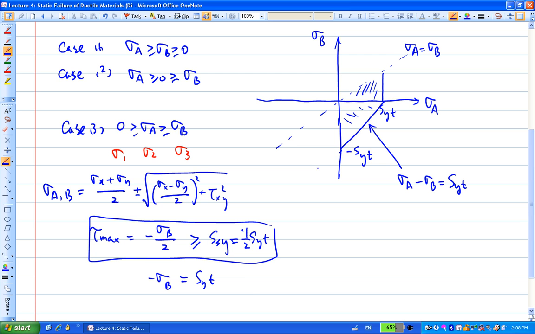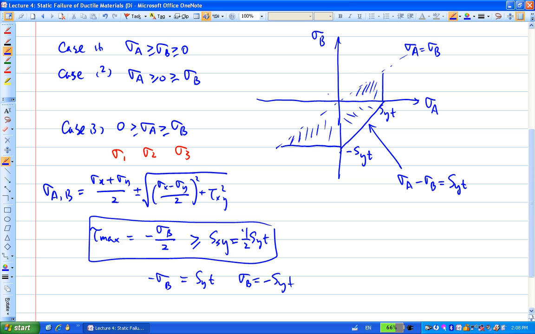And where is it? That's also sigma b equal negative SYT. It's basically this line here. Anywhere beyond this line, that will be the failing region, and somewhere here, that's the safe region. So altogether, 1, 2, 3, that gives us this safe region here. Is that good?